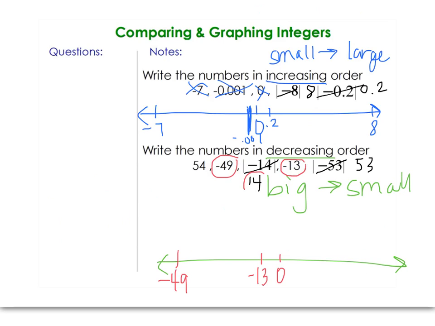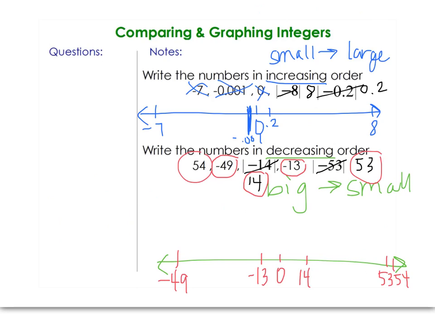Well, then I have positive 14. I'm going to do that just a little bit further to the right than negative 13 is to the left of 0. Make sure your scale on these is pretty good. Don't have too big of spaces or too tiny of spaces. Well, then I have 53 and 54. These are going to be super close together out there on the right. And that's all you have to do.